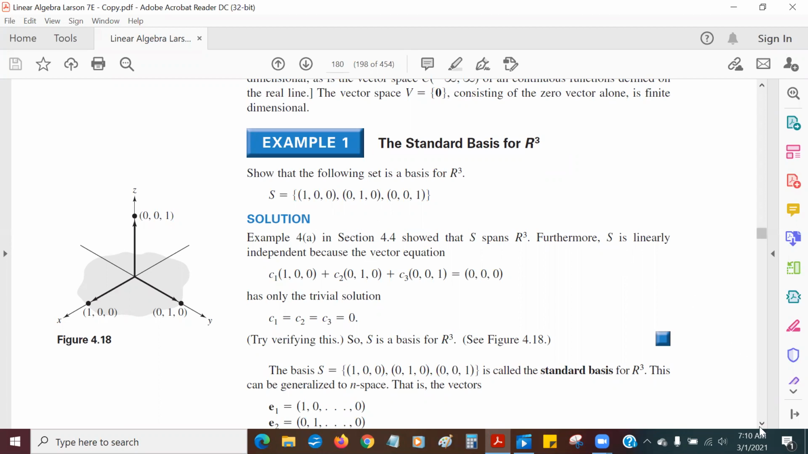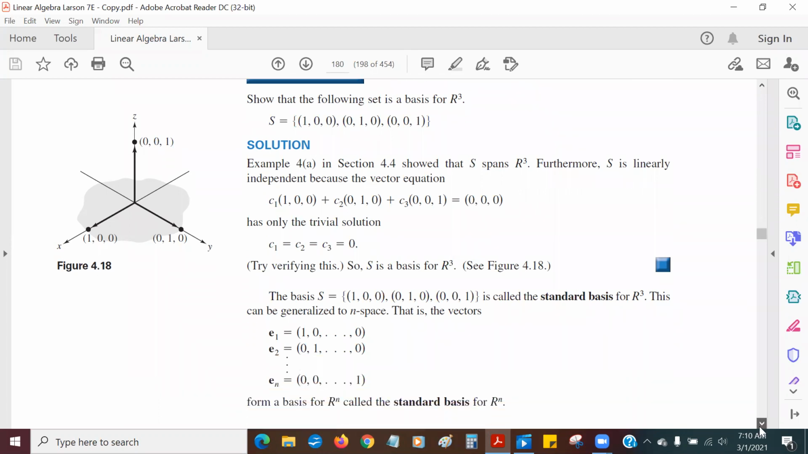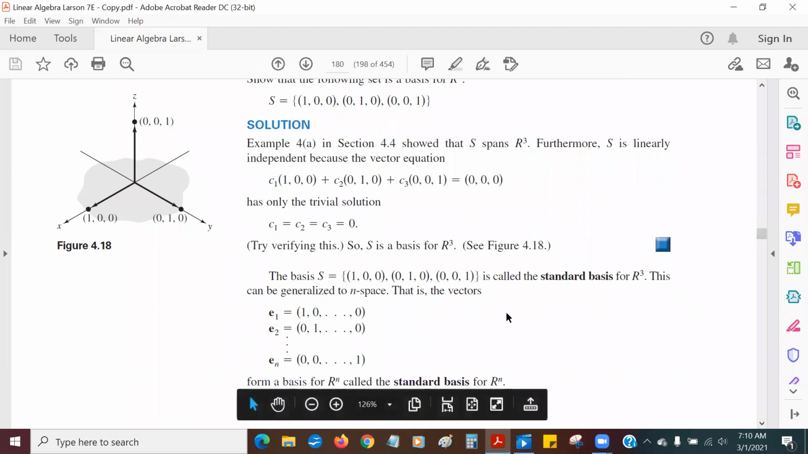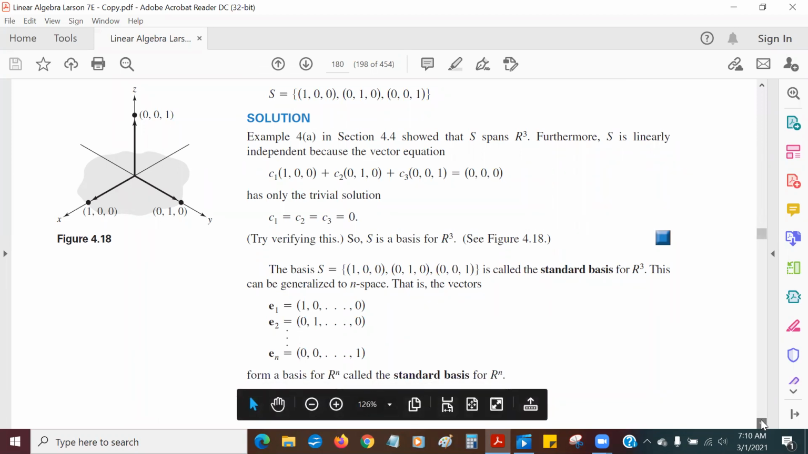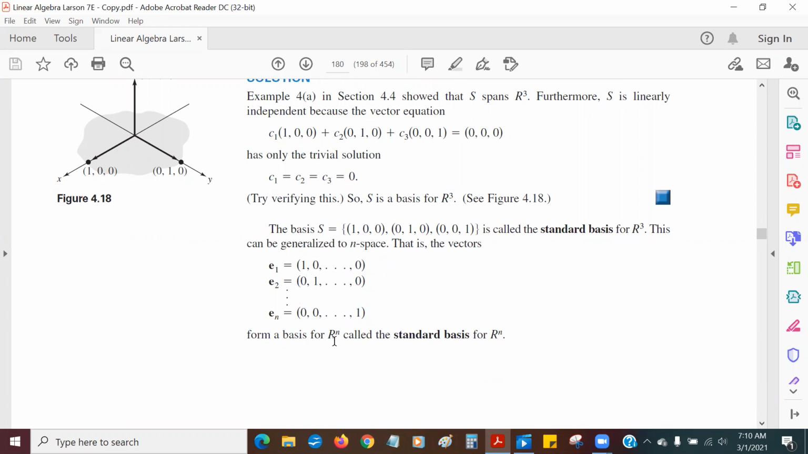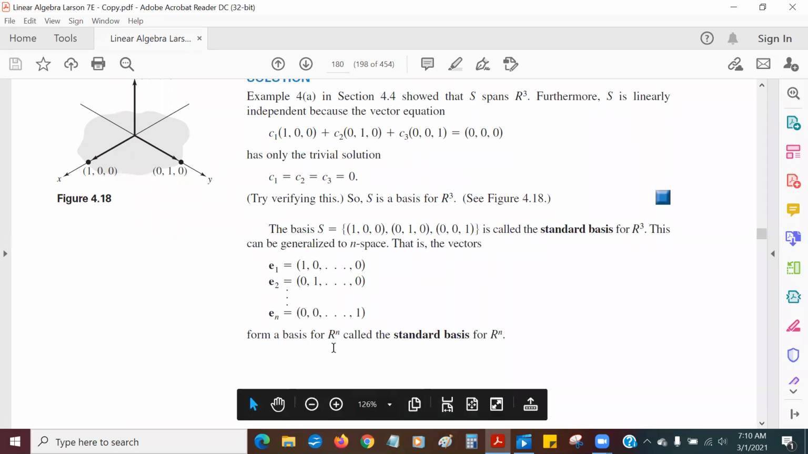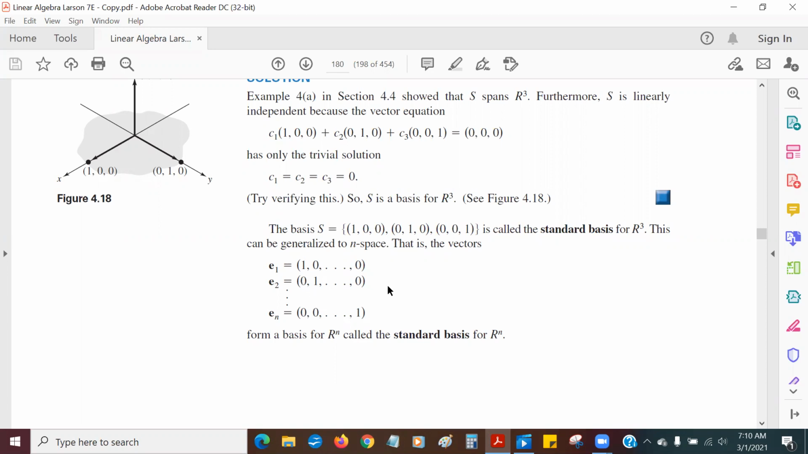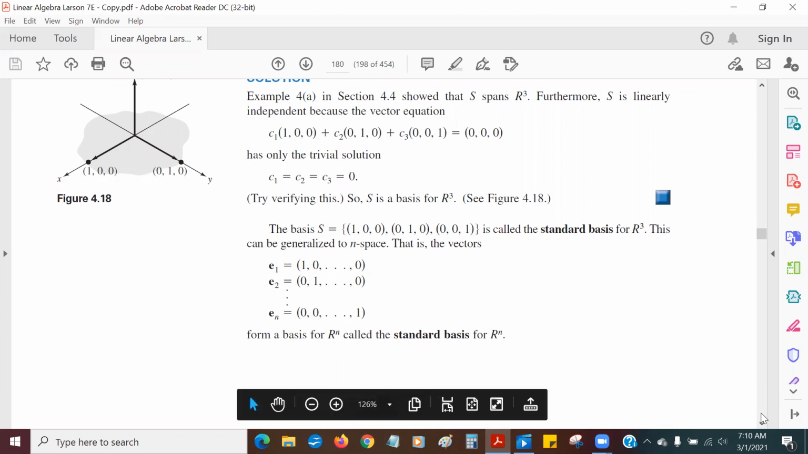You get it? In fact, here we generalize that. If I'm looking at n-space, Rn, not Rn as in registered nurse, but the set of all n-tuples, well, if I have (1, 0, 0, ..., 0), (0, 1, 0, ..., 0), up to (0, 0, 0, ..., 1), this is going to be the standard basis for Rn. So whether it's R2, R3, R4, R5, even R1, don't forget R1. Moving on.